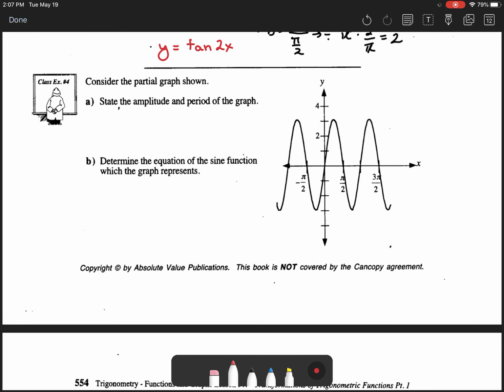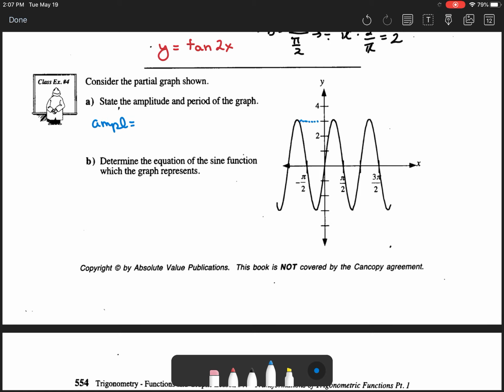Sometimes they'll give you questions like this, where they don't give you a lot of write-up about the characteristics of the question. You have to determine those from the graph or the picture that is provided. So first off, state the amplitude and the period of the graph. When I do amplitude, remember it's max minus min over 2. We have to know that formula.